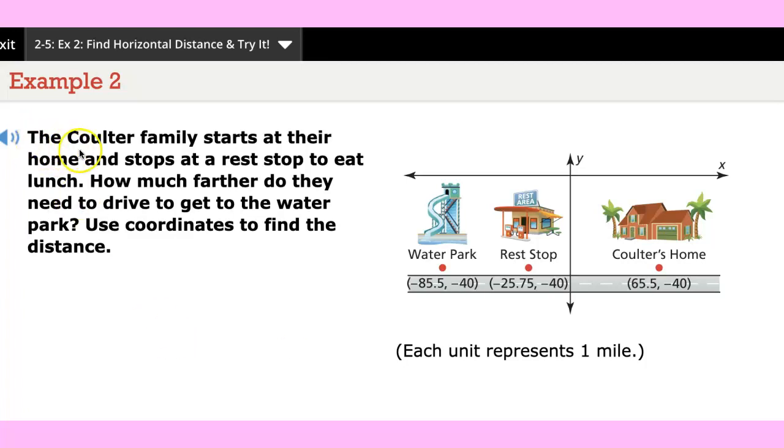The Coulter family starts at their home and stops at a rest stop to eat lunch. So I think they're going on a vacation. How much farther do they need to drive to get to their water park? Use the coordinates to find the distance. So this is the water park, this is where they rest, and this is their house. Their goal is to go to the water park. So the question is, how much farther do they need to drive to get to the water park? Go ahead, give it time.